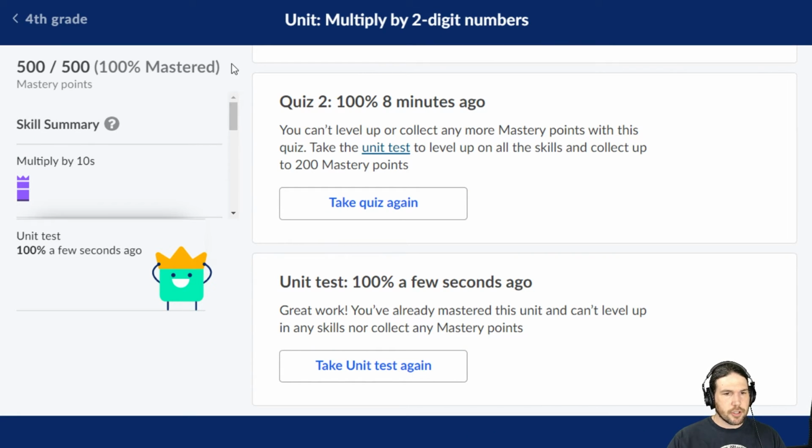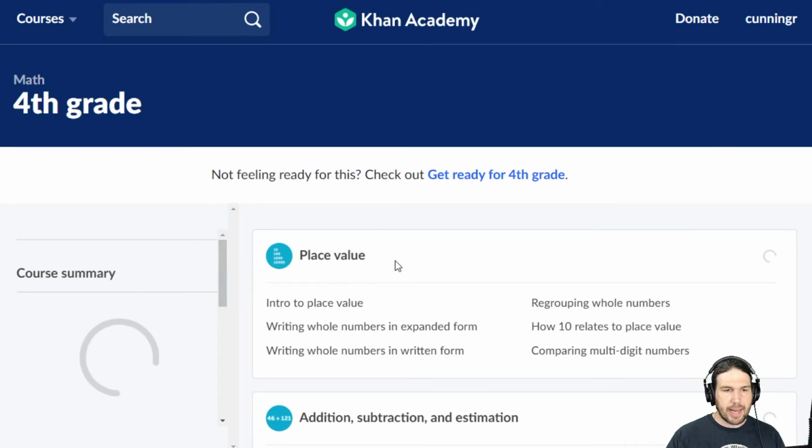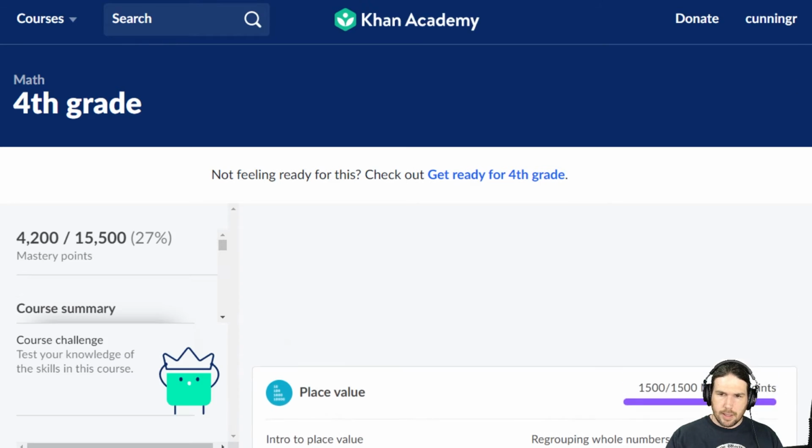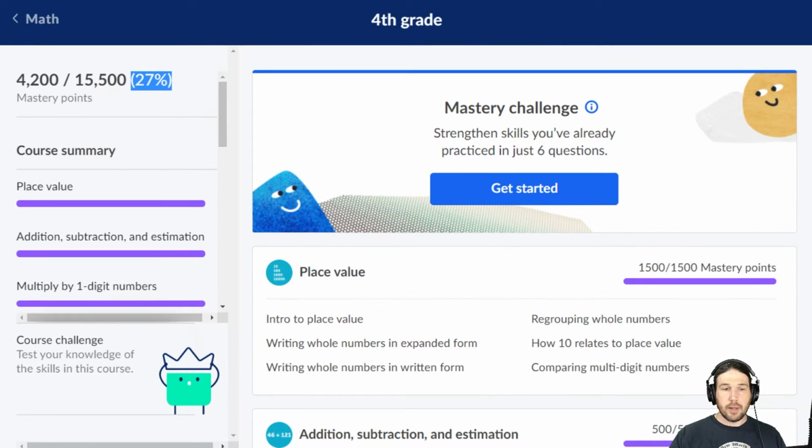And that does get us to 100% mastery on that particular topic. So we're doing very well. We're going to back out into 4th grade. And it looks like we are currently 27% of the way through this curriculum. And bear in mind that we started today at 20%. So we made a little chunk of progress today, and that is all we are going to do today.